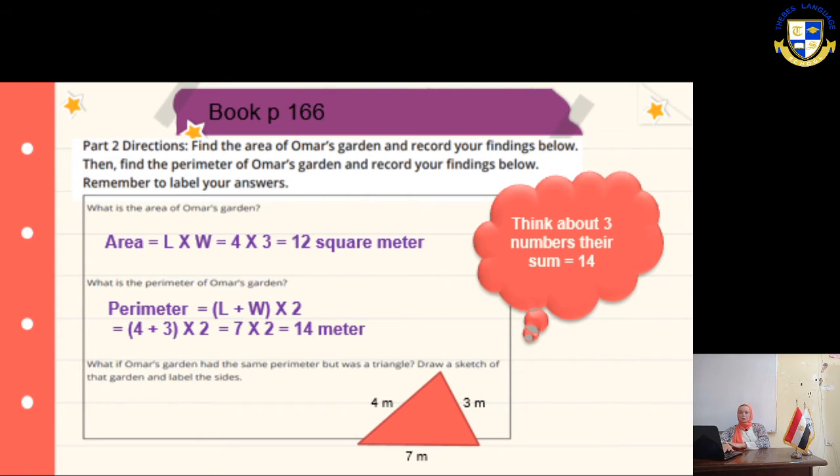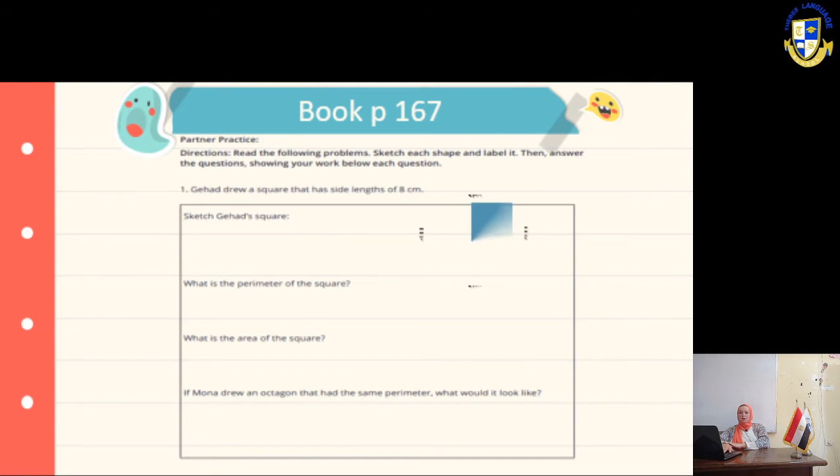In the book, page 167, number 1, Gihad drew a square that has a side length of 8 centimeters. All the sides of the square are equal, so we are going to draw a square. All of its sides are 8. Find the perimeter of the square. So the rule of the perimeter of a square: side times 4 equals 8 times 4 equals 32. The area equals side times side, so 8 times 8 equals 64.